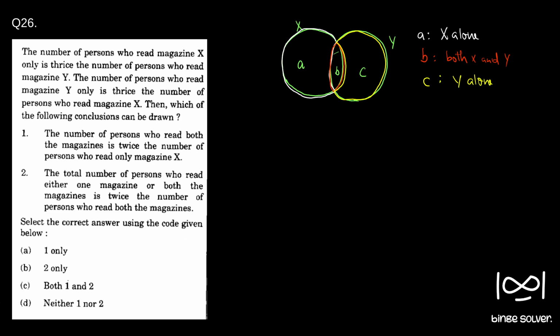Now what is given is the number of persons who read magazine X only, that is A, is thrice the number of persons who read magazine Y. The persons who read magazine Y are B plus C. So A equals 3 times (B plus C). And similarly, the next statement is the number of persons who read magazine Y only, that is C, is thrice the number of persons who read magazine X, which is 3 times (A plus B).